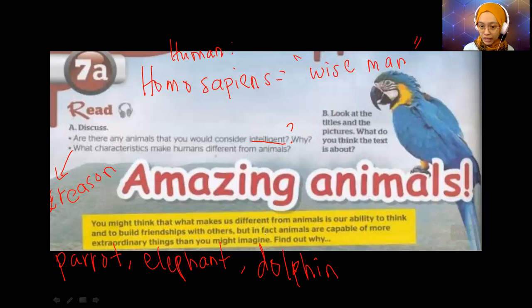But in fact, fakta lain, tetapi, animals are capable of more extraordinary things. Maksudnya haiwan ni mampu, capable ni mampu untuk buat benda yang menakjubkan, daripada apa yang kita boleh bayangkan. Okay, find out why. Okay, let's find out why.